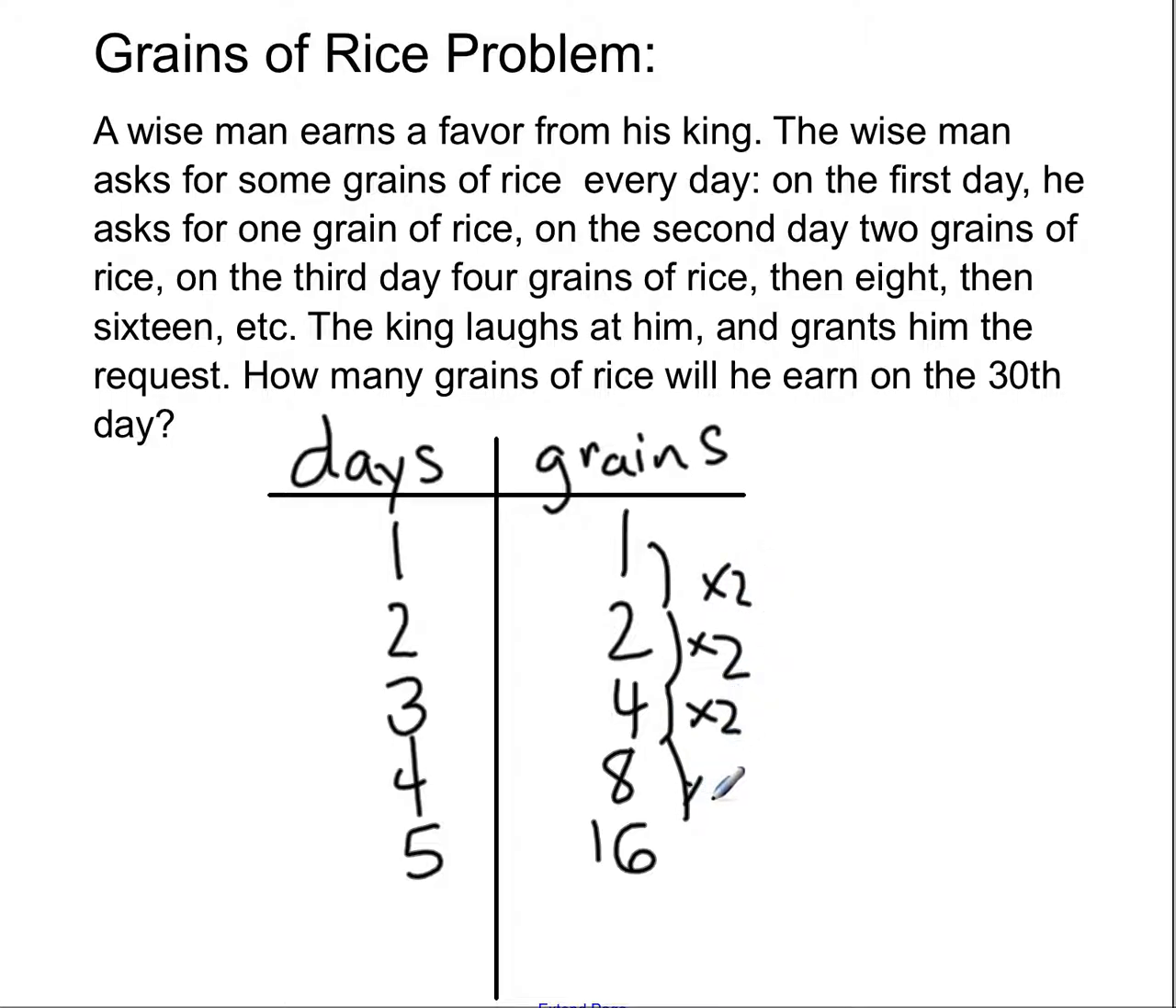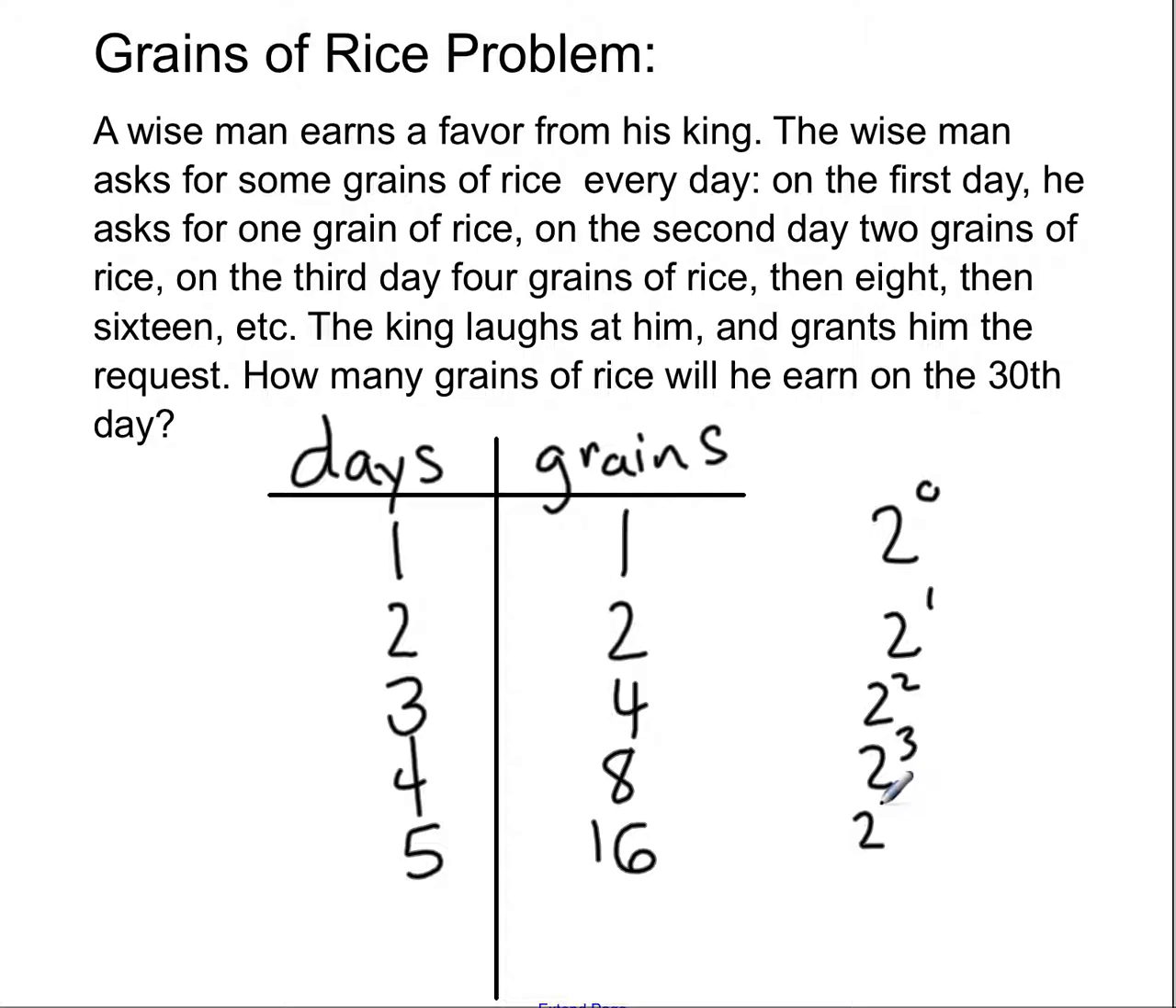So this is basically talking about exponents with 2 as my base. If I think about 1 in terms of exponents, I could say that is the same as 2 to the 0 power. 2 is the same as 2 to the first power. This is distracting, so I'm going to erase this. 4 is the same as 2 to the second power. 8 is the same as 2 to the third power. 16 is 2 to the fourth power. So if I continue to the 30th day, I don't know what it's going to be, but it's going to be a very large number.